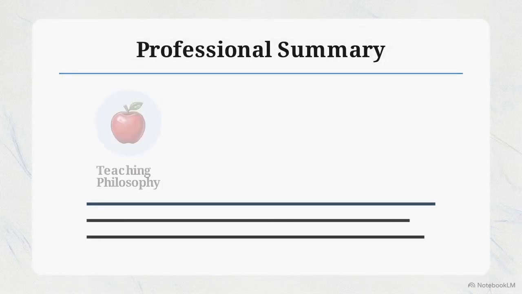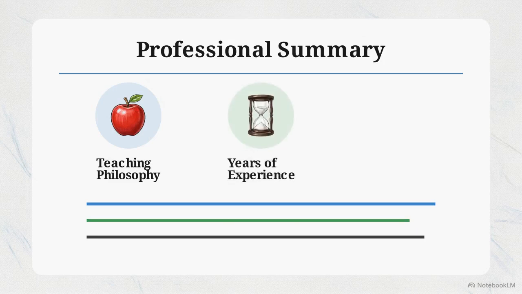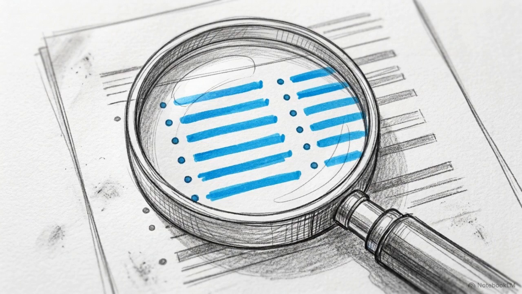Keep this to a concise 3-sentence hook detailing your teaching philosophy, years of experience, and specific board expertise. Next is the core competency section. This bulleted list is your primary tool to pass the tracking software.